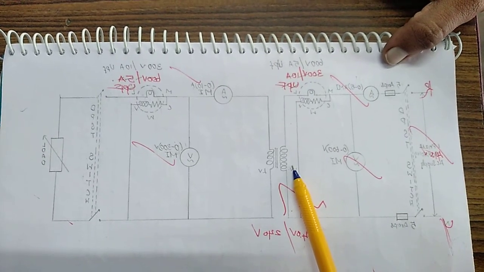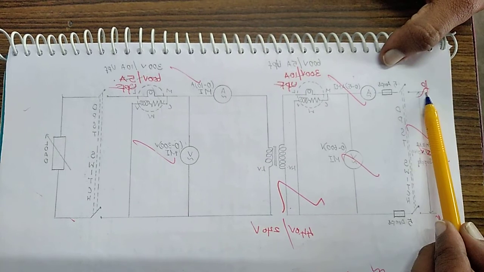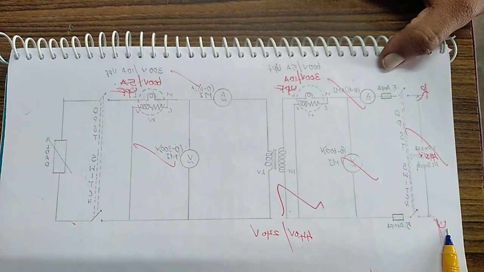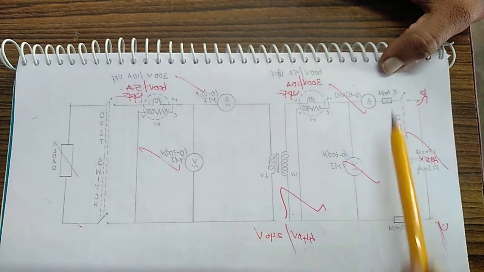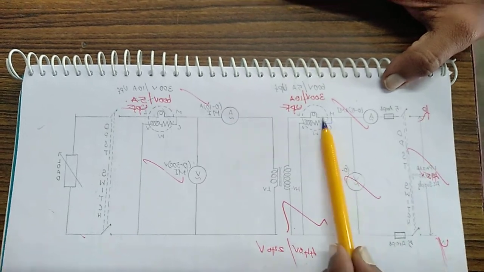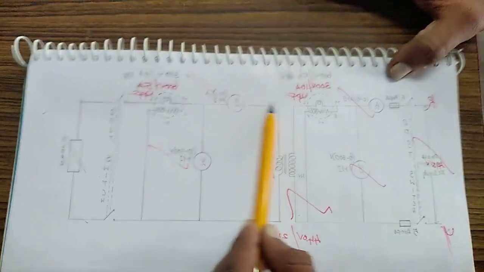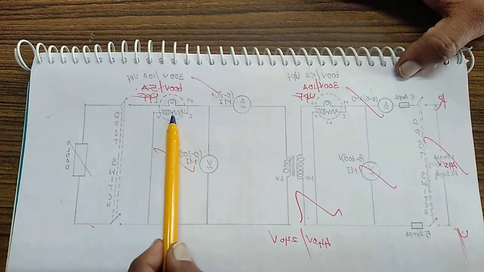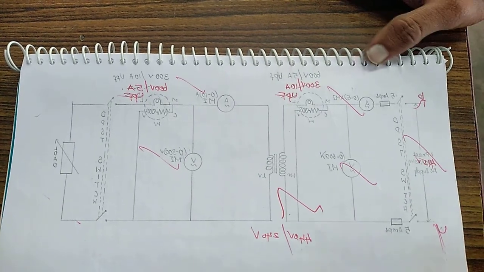So that means you have to provide 415 volts, which is normally taken from R and Y of the three-phase supply. After that you have a DPST switch, then a fuse. Then you have an ammeter, voltmeter, wattmeter, then the primary winding. On the secondary winding you have an ammeter, voltmeter, wattmeter, then again a DPST switch, and it is connected to a load.